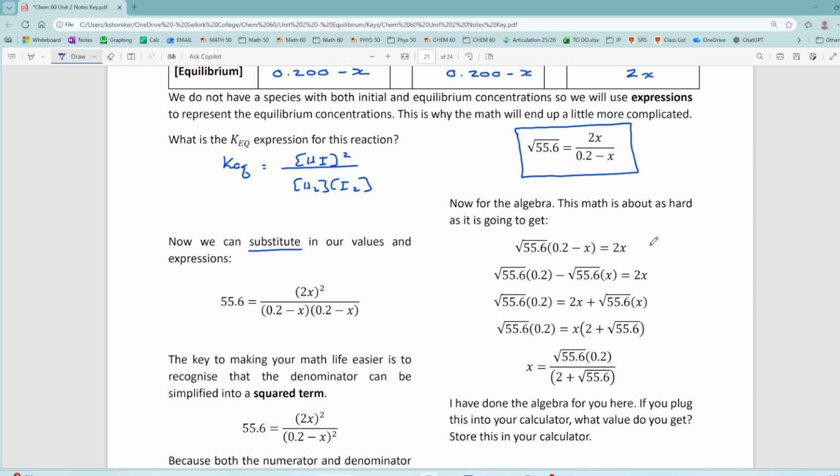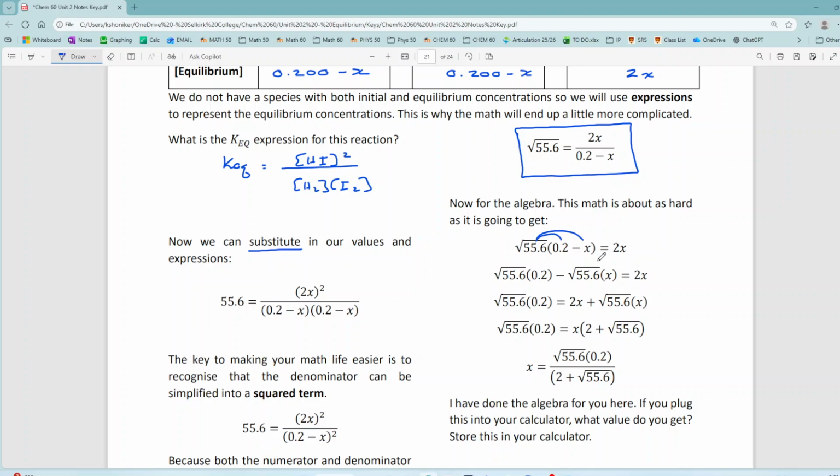The only difference between part A and part B is that because my KEQ wasn't a perfect square, if you type in the square root of 55.6, you get an irrational number, meaning a number that hits the end of the calculator and keeps going. It's impossible to write it all down. So watch the math. We're going to do exactly what we did in the other questions, but we're going to keep root 55.6 as root 55.6. So we're going to distribute the root 55.6 through the bracket. We get root 55.6 times 0.2, and we get root 55.6 times negative x.